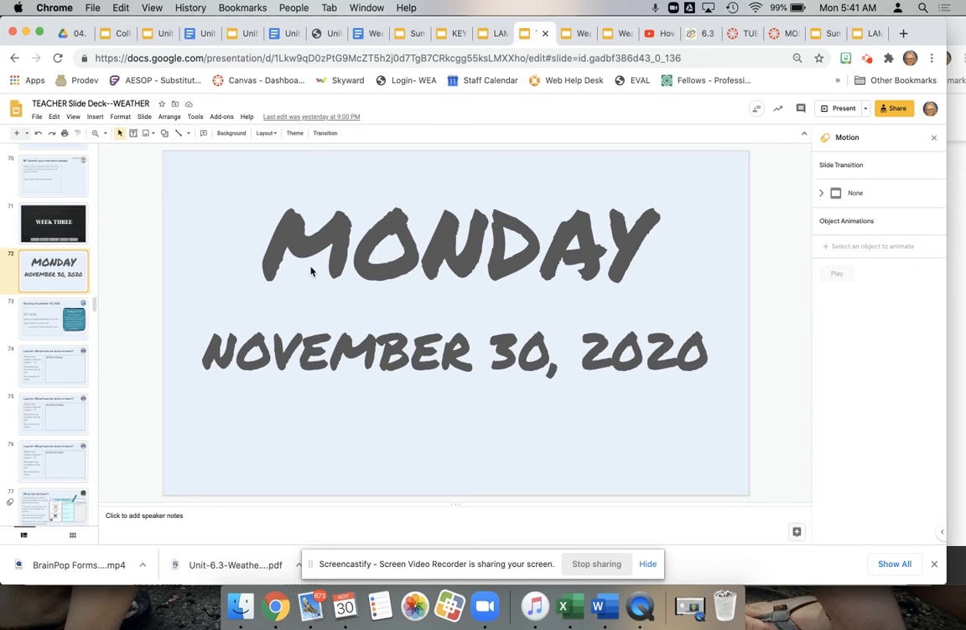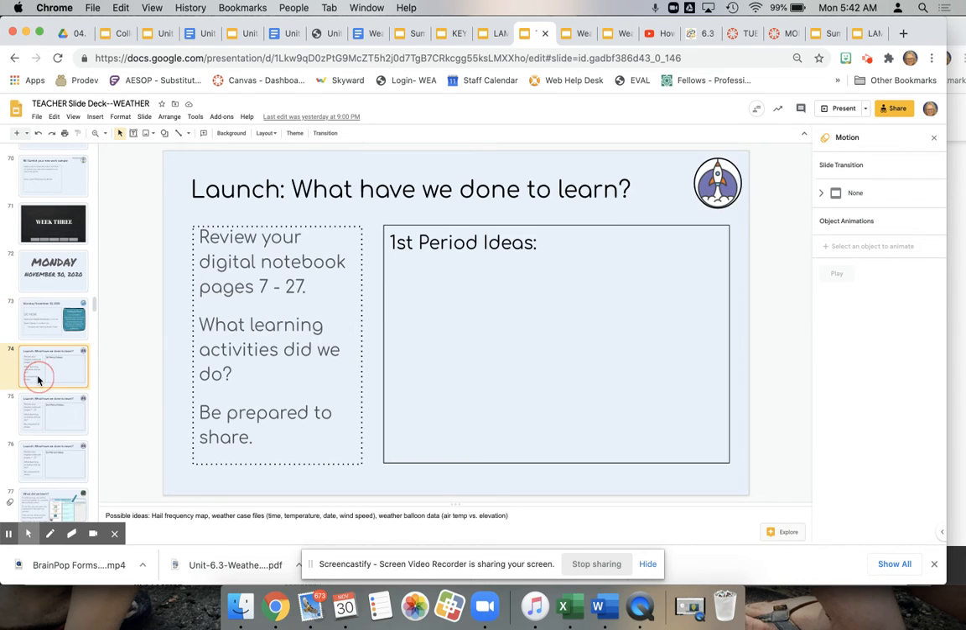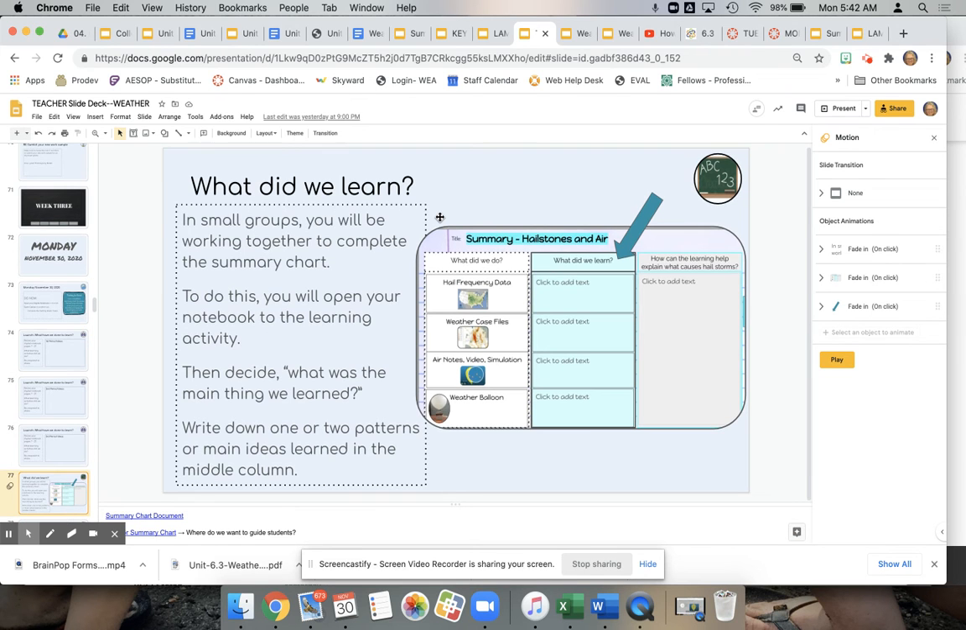If we go over to our teacher slide deck, we get more details about what we're doing each day. So with the summary chart, you're going to ask students to go back and review their pages. I will be asking students to share what they've learned so that they are more active participants in the summary chart lesson. Then working in small groups, they can write out what they've learned.